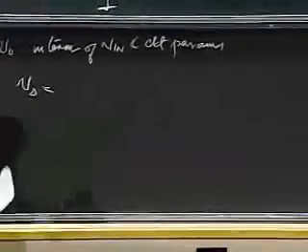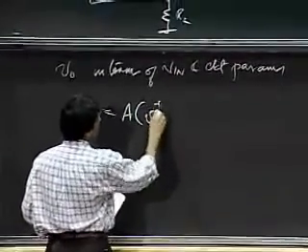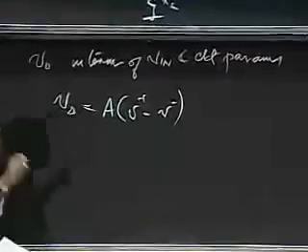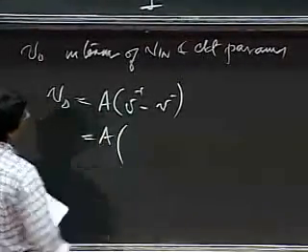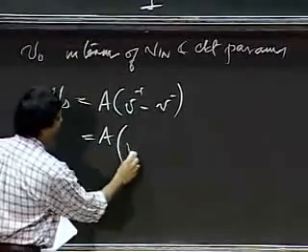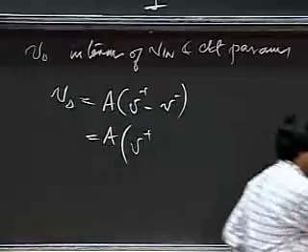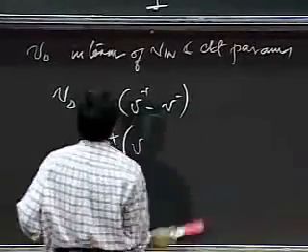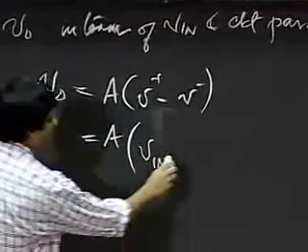All right, so let's do that. V naught is A times V plus minus V minus. It's actually really simple. If I take V plus here, I know V plus is simply V in, so I'll make that substitution right away. So V plus is simply V in. What is V minus?